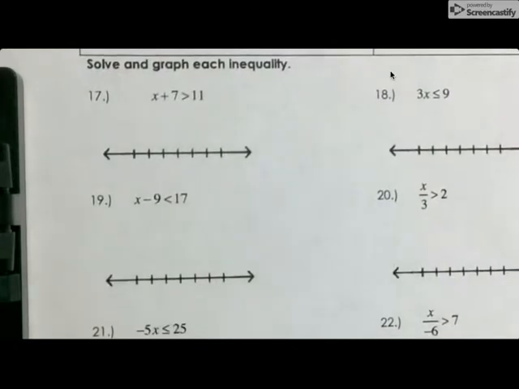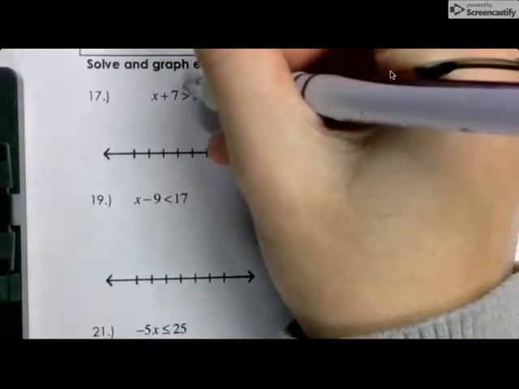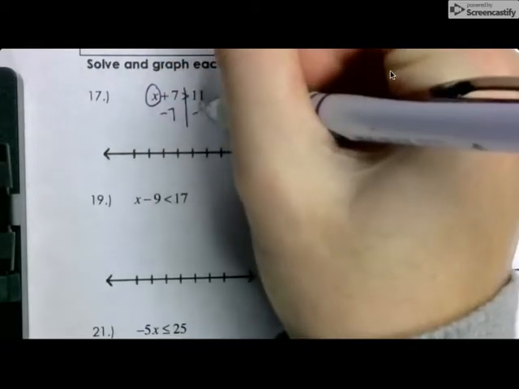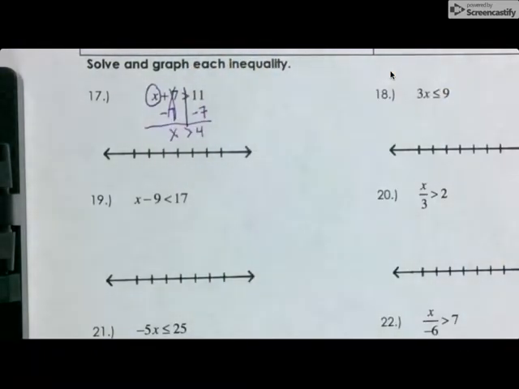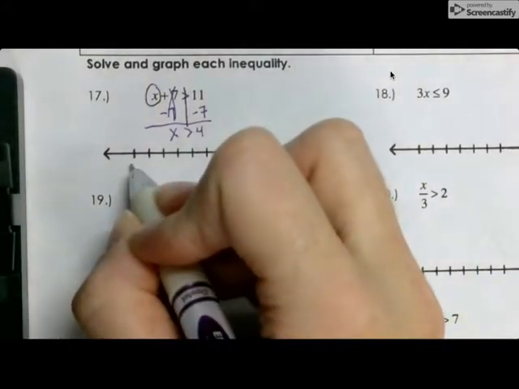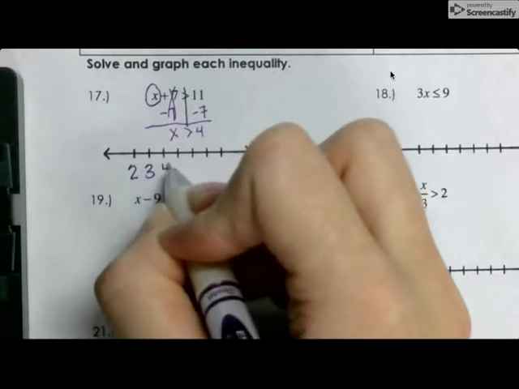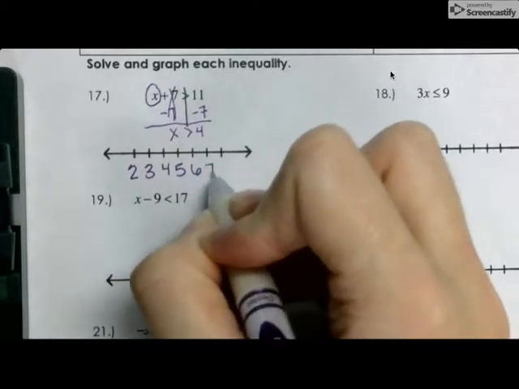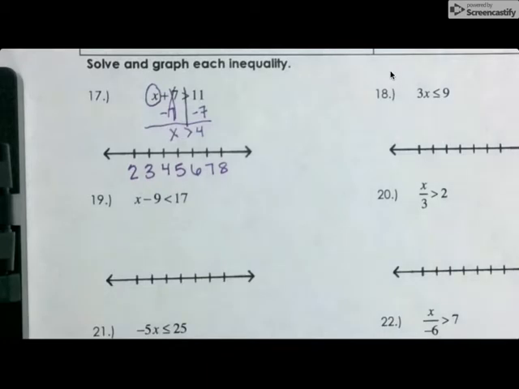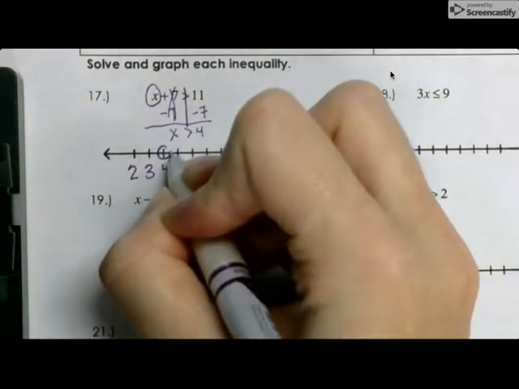Okay? So let's look at solving a few. And then we're going to graph them. I'm going to put this here. I'm going to circle my X. -7 on both sides. That cancels out. That equals 4. X is greater than 4. So let's do 2, 3, 4, 5, 6, 7, 8. Kind of just put my number in the middle, right? That's all I did. Okay, so I'm going to put my circle on the 4.